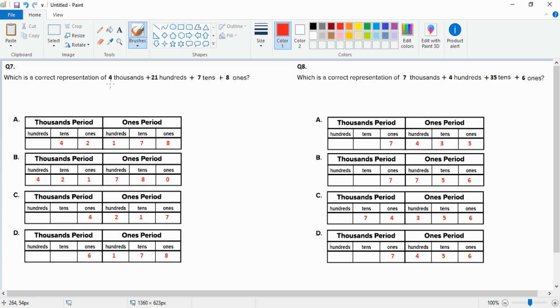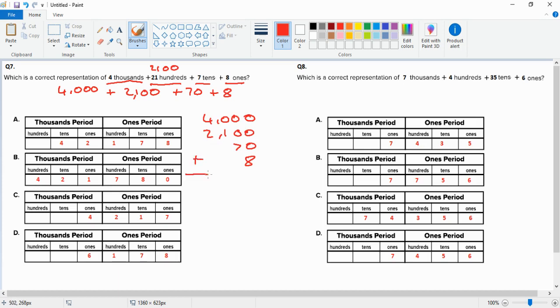Which is a correct representation of 4,000, 21 hundreds, 7 tens, 8 ones? Similar steps. 4,000, 21 hundreds, well 21 hundreds, remember 21, swap the hundreds for 2 zeros, so it's 2,100, plus 7 tens, which is 70, and 8 ones. Take your numbers, line them up, copy them correctly, and you shouldn't go wrong as long as you can add. All the zeros plus 8, all the zeros plus 7 is 7, 0 plus 1 is 1, 4 plus 2 is 6. Look for 8 in the ones, 7 in the tens, 1 in the hundreds, 6 in the thousands. There's your number there. D.